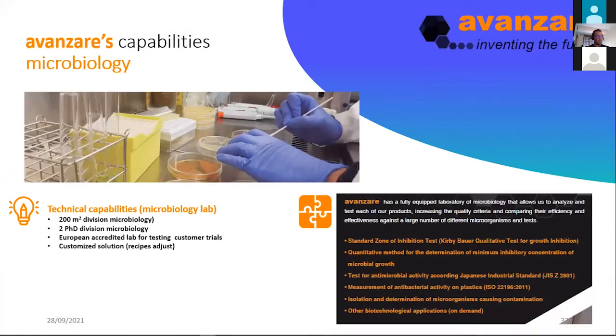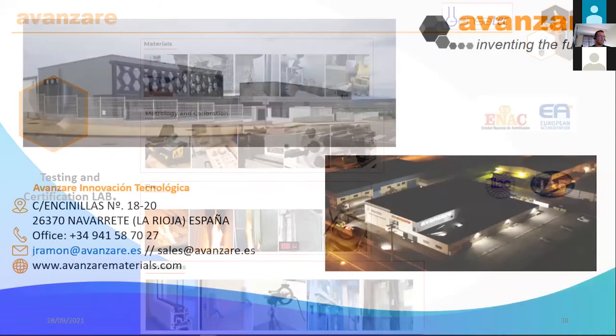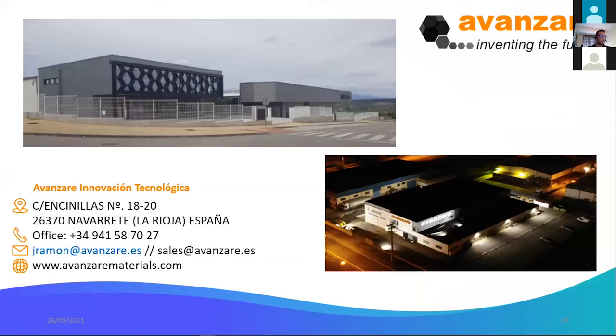In the case of microbiology, we have a lab and we can develop different types of tests like ISO 22196 or the Japanese Industrial Standard JIS Z 2801. We also have a testing and certification lab for FIA. And that's all. Thank you very much. If you have some questions, you can contact me directly or through the webpage of Avanzare.